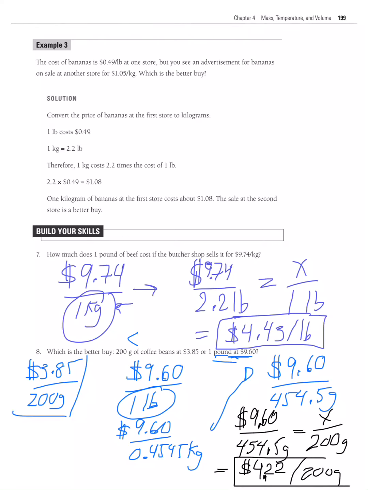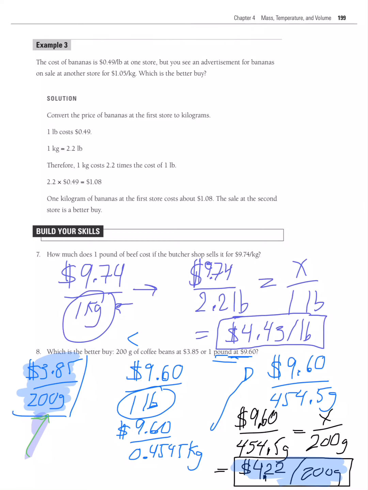My goodness, that was a good square. I can either buy 200 grams for $4.22, or if I go back, oops, meant to do this. I can buy for $4.22, I get 200 grams, or for $3.85, I get 200 grams. So which one is the cheaper one? This first one would be the best option.